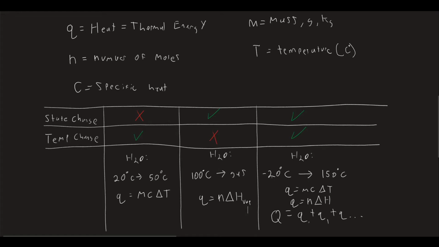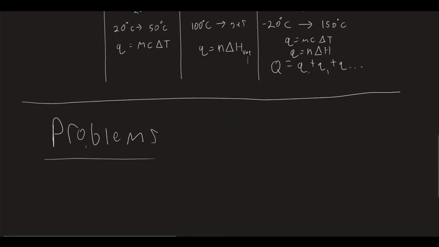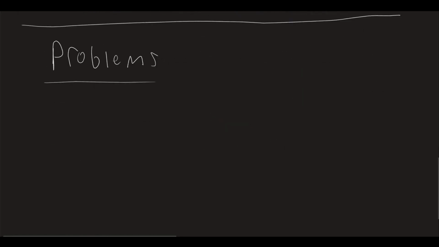When we are going from negative 20 degrees Celsius to 150 degrees Celsius, we actually need to use both equations because we are undergoing multiple state and temperature changes. We would calculate the Q value for each of the individual portions of this and then add them together to find a Q of the entire compound or change of state. So let us do a problem.